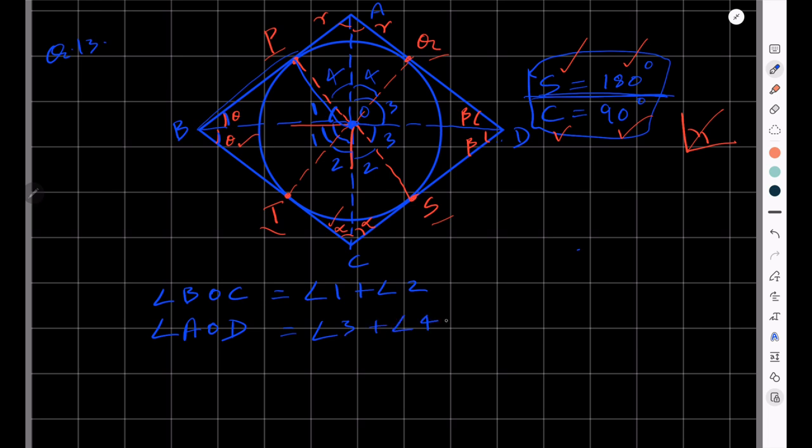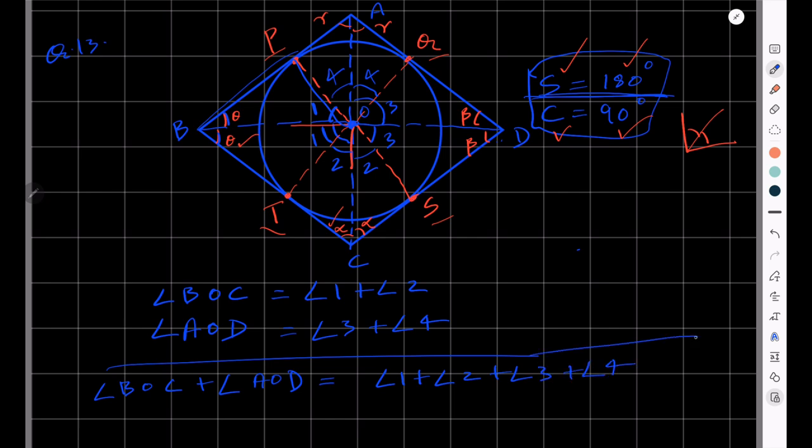So what we get when we add these two, because after all what we need to consider is the addition of the angles subtended by opposite sides, and BC and AD are opposite sides. So we get the summation of all these 4 angles, which we need to prove is 180.